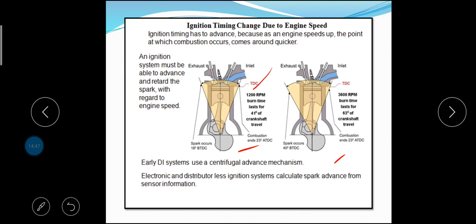This figure illustrates the spark occurring 40 degrees before top dead center. This point belongs to 3600 rpm; burn time lasts for 63 degrees of crankshaft travel. Electronic and distributorless ignition systems calculate spark advance from sensor information.